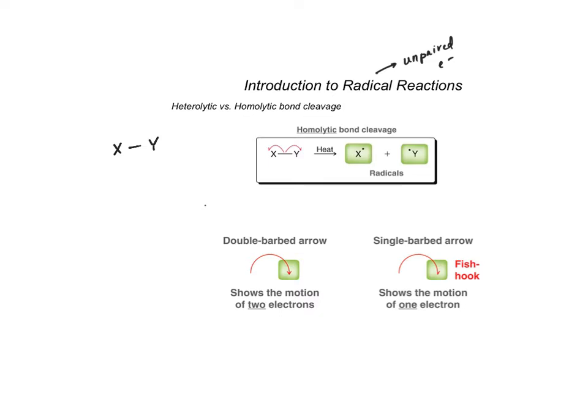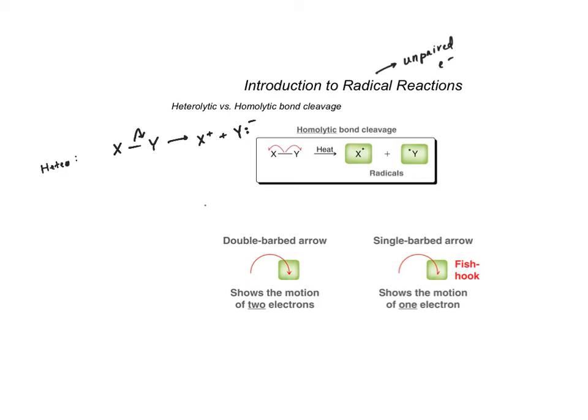For example, let's say that we had X with a single bond to Y. In a heterolytic bond cleavage reaction, Y is going to get all of the electrons in that bond, and X is going to get none of those electrons. We end up as a product with X with a positive formal charge and Y with an extra electron with a negative formal charge. This is our classic heterolytic bond cleavage that we've been dealing with throughout the course.